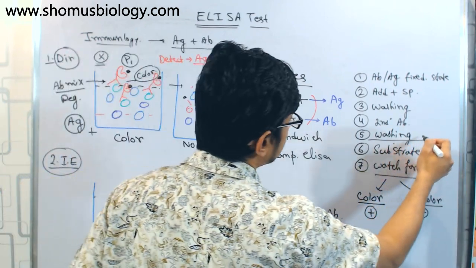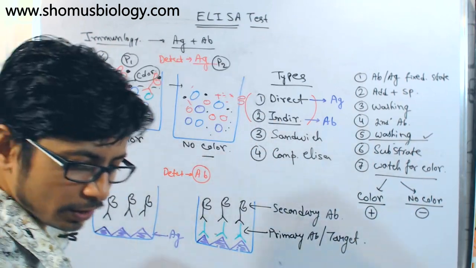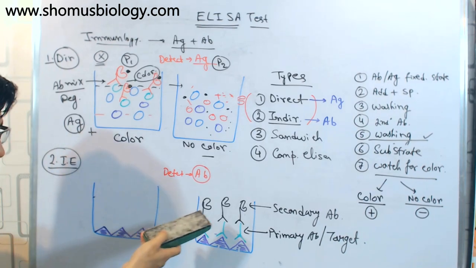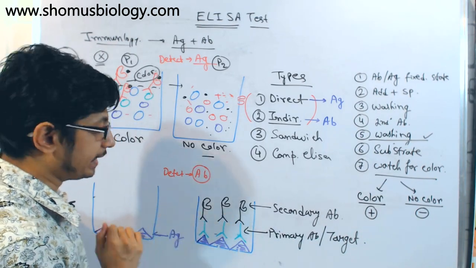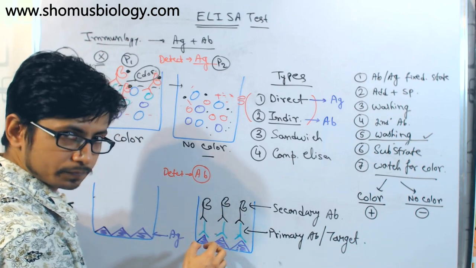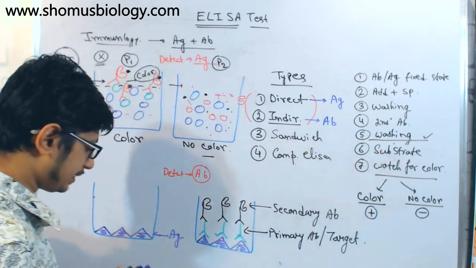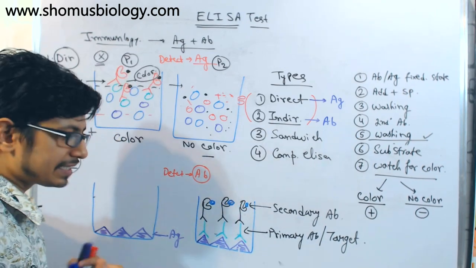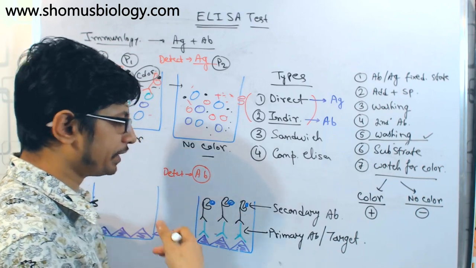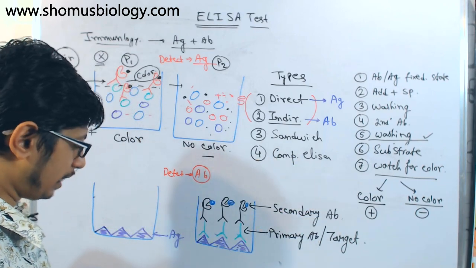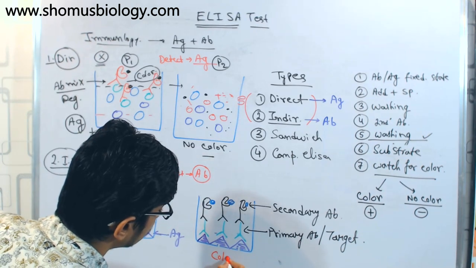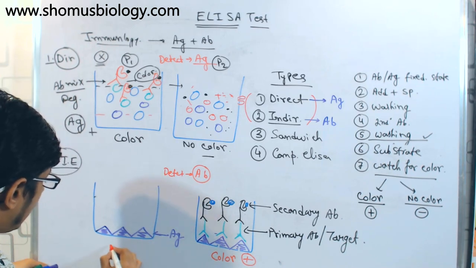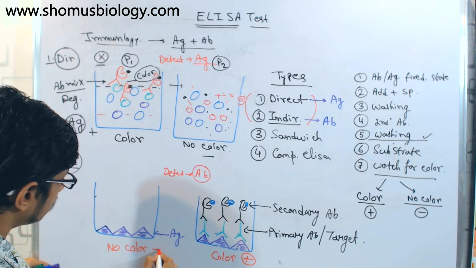After that we run another washing stage. This washing stage will wash out the secondary antibody on the left hand side, but it fails to wash out the secondary antibody on the right hand side because they are properly anchored. Then comes the substrate. Let's add the substrate here. The enzyme which is linked with the secondary antibody will convert the substrate into a colored product. So what will we find? We'll find the generation of color here, meaning the test report is positive, and there is no color here, so the report is negative.